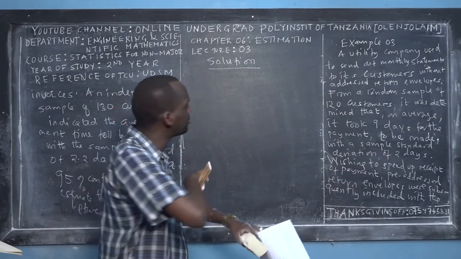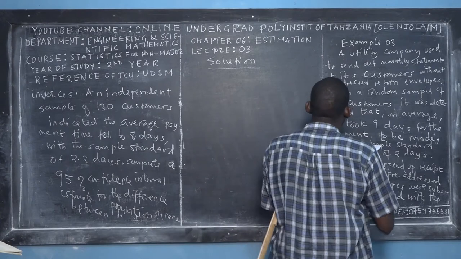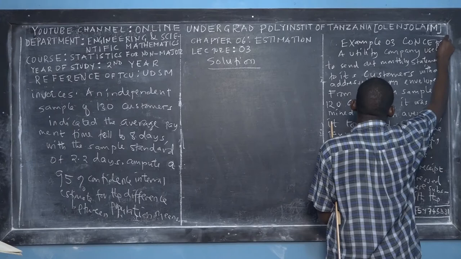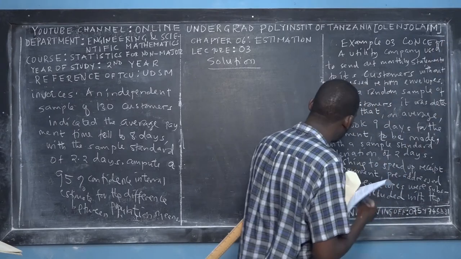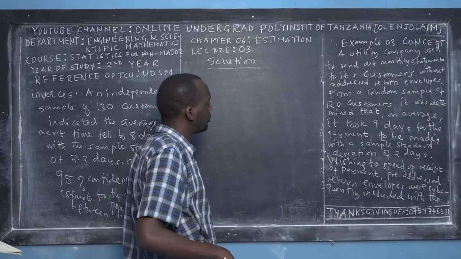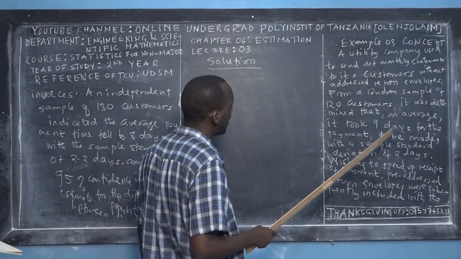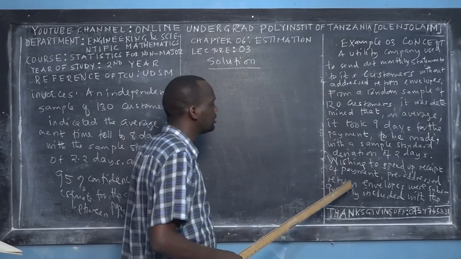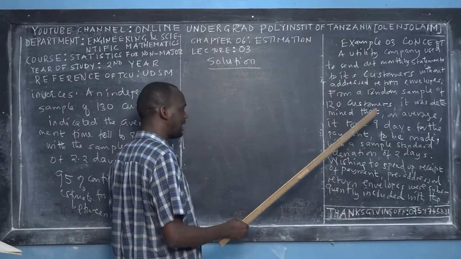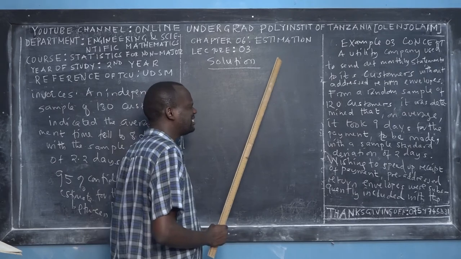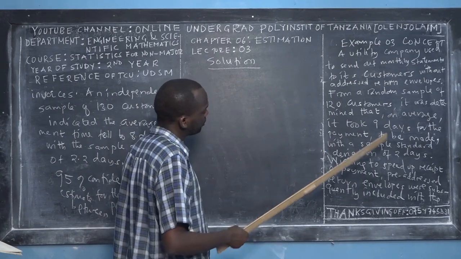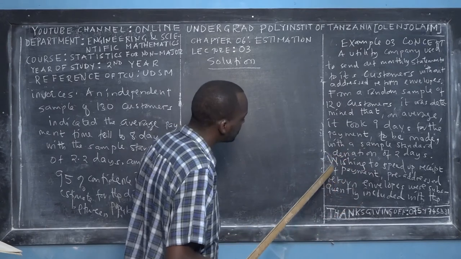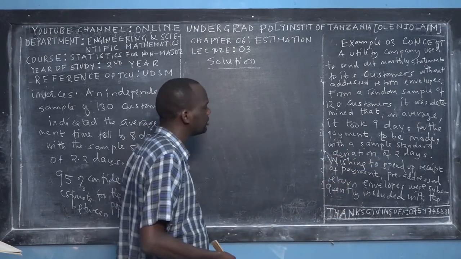It's a little bit of a conceptual question, so even the way you read it, you have to think. It was determined that on average it took 9 days for the payment, which corresponds to the sample of 120, with a sample standard deviation of 2 days.